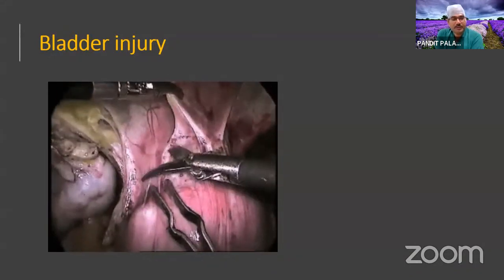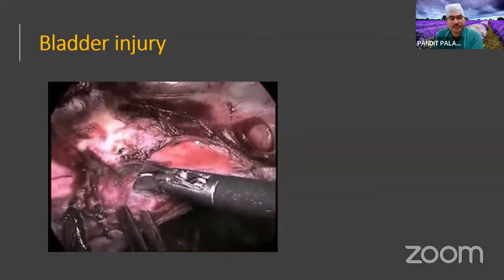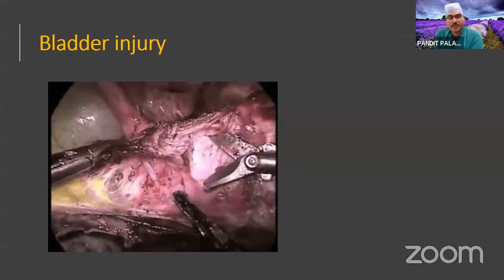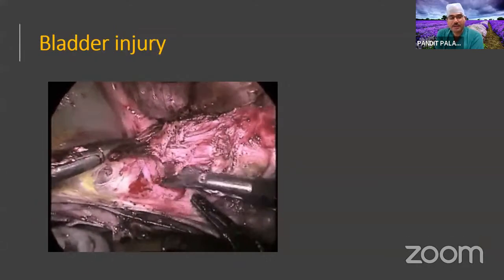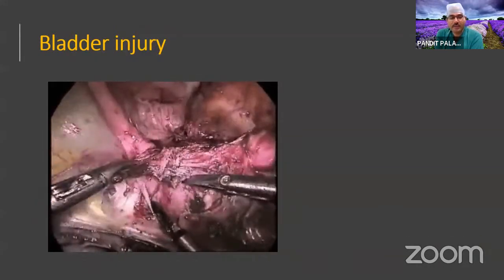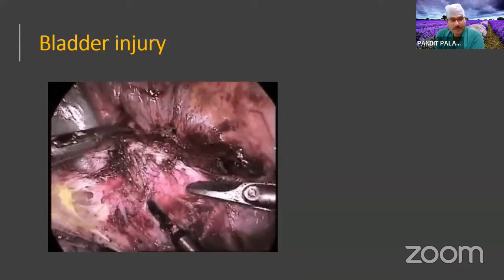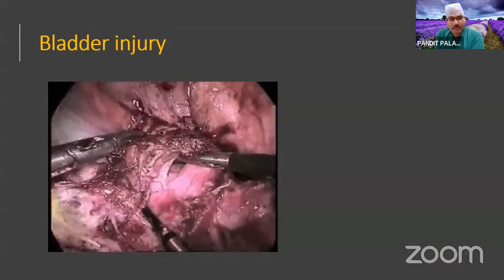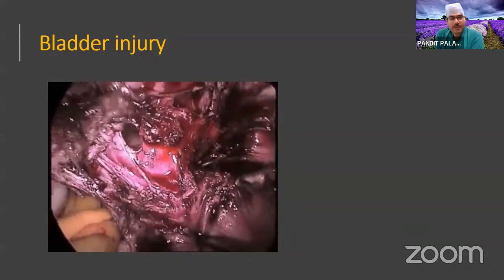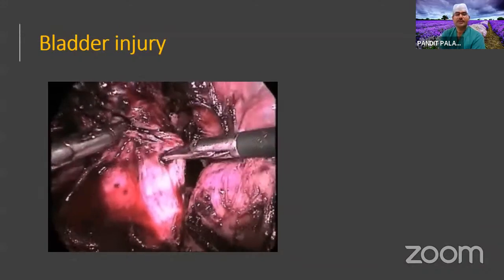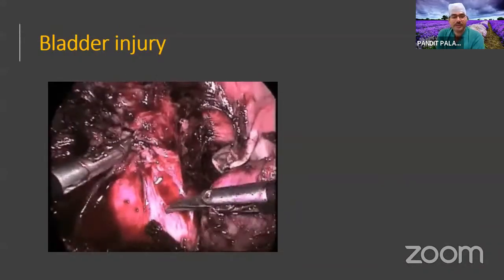This is a patient with previous 3 cesarean sections. This is a very old video, done almost 18 years back, and after that we never had a bladder injury. If you want to safeguard the bladder, I think once in your lifetime you have to do a bladder injury, and that is a lifetime lesson. You can see the bladder was entered because we were operating in the wrong place.